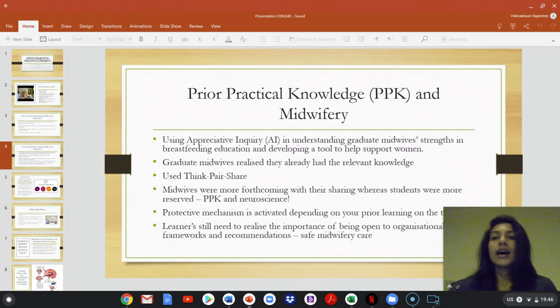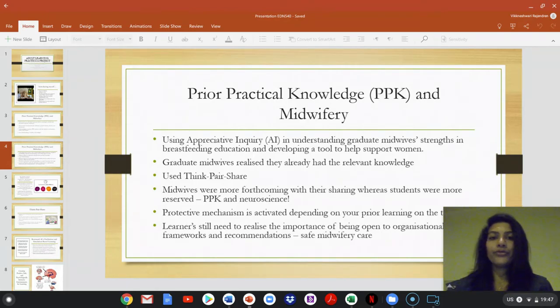And that's what I've used in one of my activities at work to appreciate the current strengths that graduate midwives have in breastfeeding education. And we actually worked together to develop a tool to help support breastfeeding women. And that worked really well, because it really highlighted to the graduate midwives that they already had the knowledge that they needed. A lot of them thought that they were not good at breastfeeding education, but the more we dug, the more they realized that they already had all the knowledge that they needed, which is fantastic. We used Think, Pair, Share, which I'll talk about later as well.